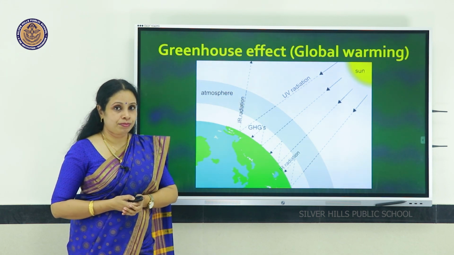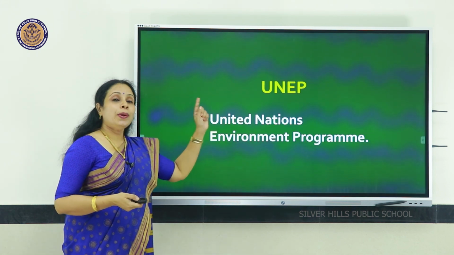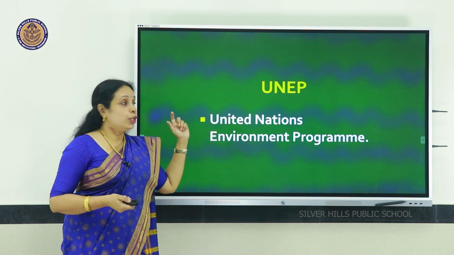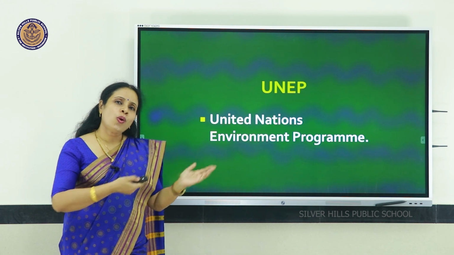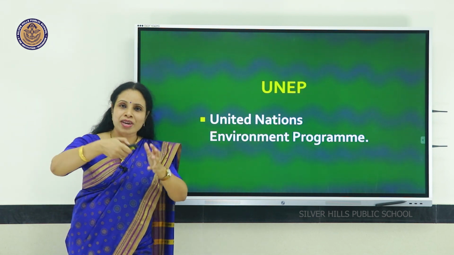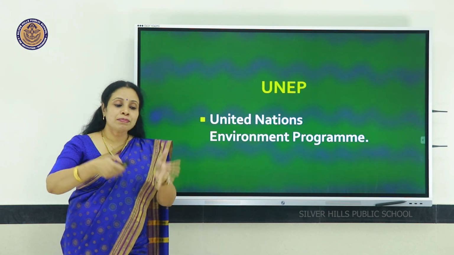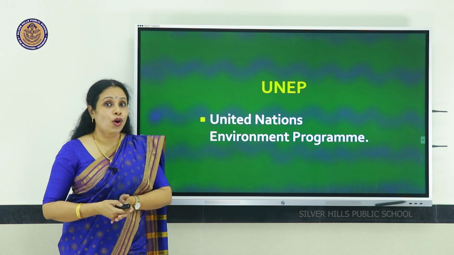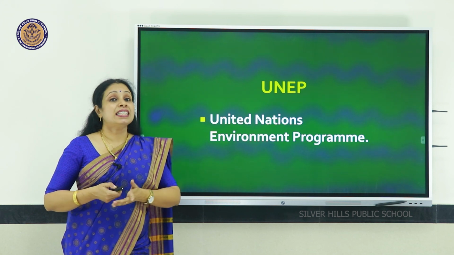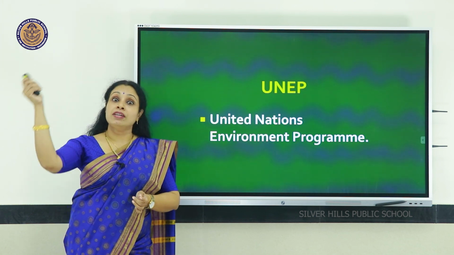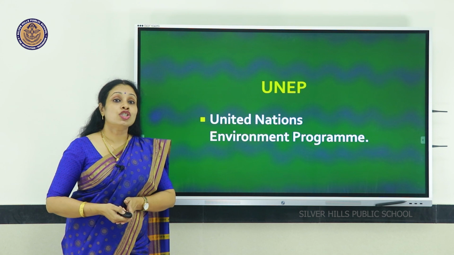This is what is called the greenhouse effect. So the UNEP, the United Nations Environment Program, has been trying all these years to involve many nations to come together and try to solve all these problems. Try to reduce the emission of CFCs, which damage even the ozone umbrella in the stratosphere.